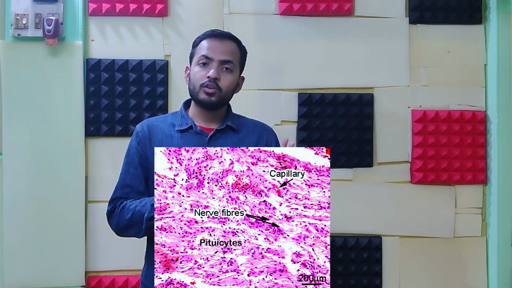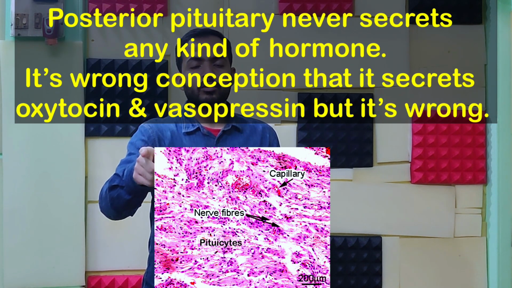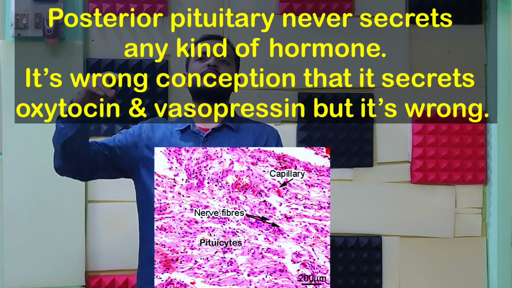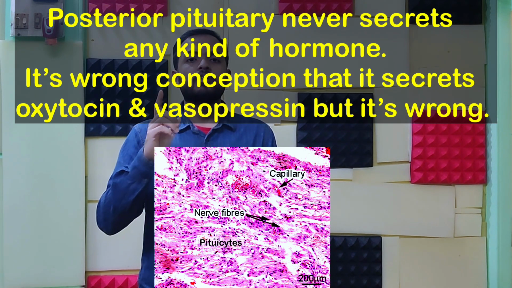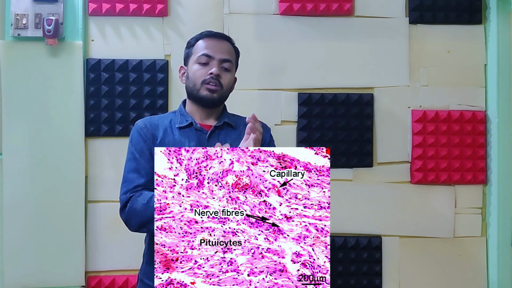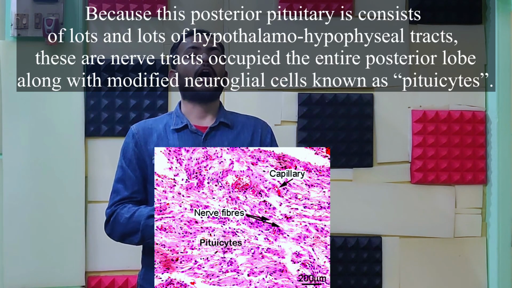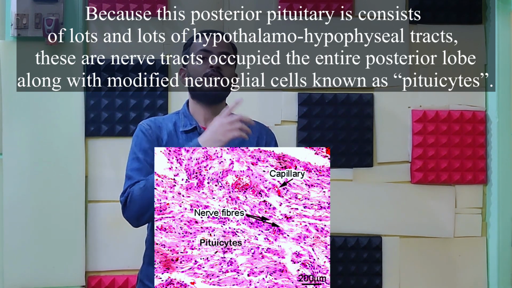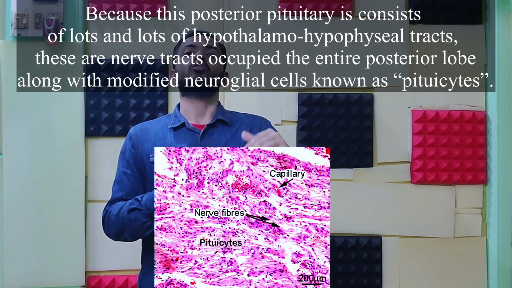And the posterior lobe, or the neurohypophysis, doesn't secrete any kind of hormone directly. Here's the wrong thing: we often say that the posterior pituitary gland secretes vasopressin and oxytocin. No, the posterior pituitary gland never secretes any hormone directly, because this entire gland consists of lots and lots of hypothalamo-hypophyseal tracts. These nerve tracts fill the posterior pituitary, along with some specialized modified neuroglial cells known as pituicytes.